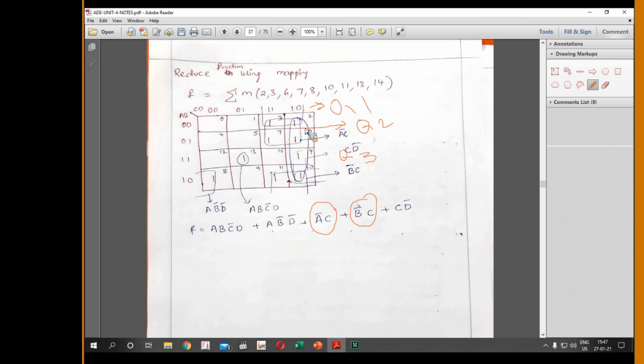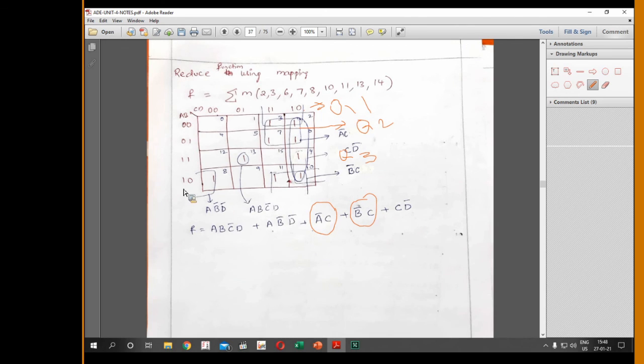Next, quad 3 is 2, 6, 14, 10. After forming this quad 3, row wise all are different, A B are 0 0, 0 1, 1 1, 1 0. Only column wise do we have common variables. In these 4 minterms, C is 1 and D is 0. So C D bar. Okay, right.